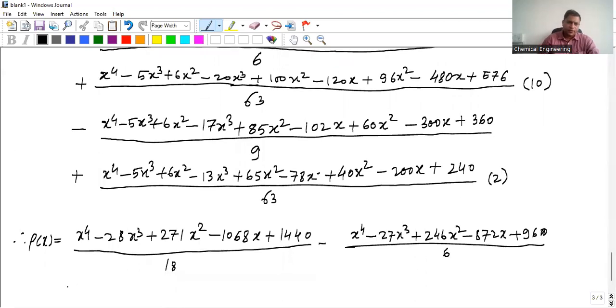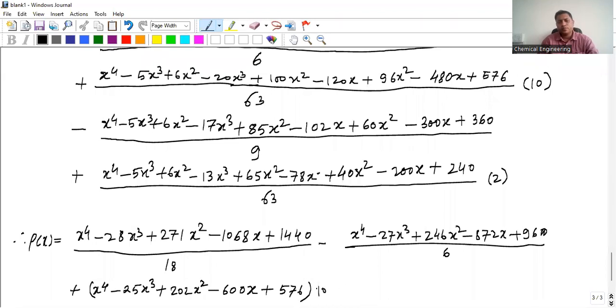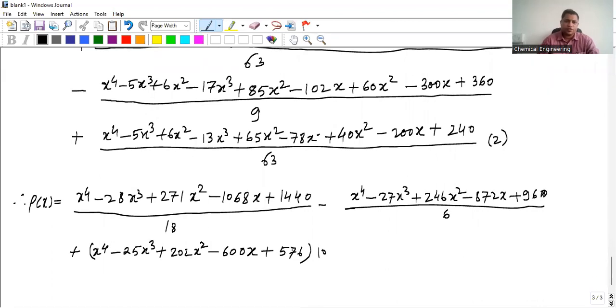Now think of the next term. So we have plus x raised to 4 minus 25x cube plus how many x square do we have? 202x square. What about x? 600x. What about the constant? 576. And all this term is multiplied by 10 and divided by 63.